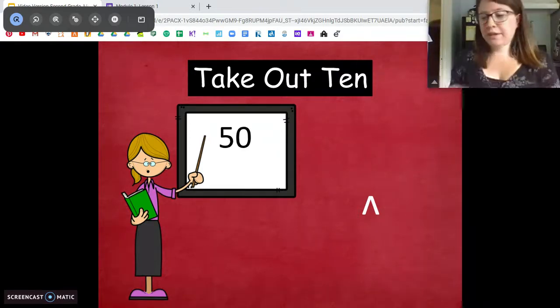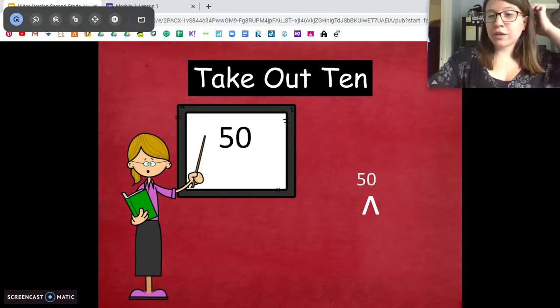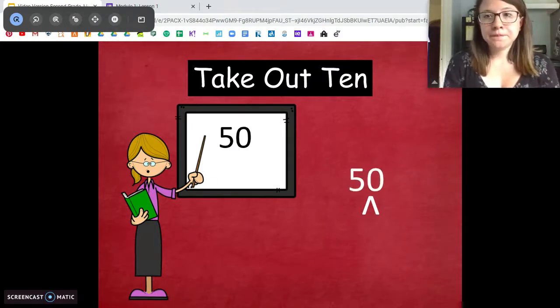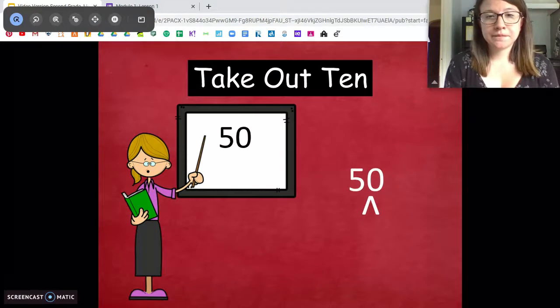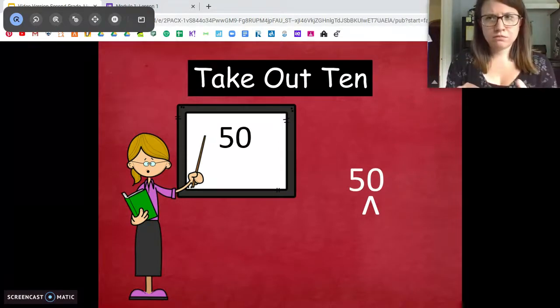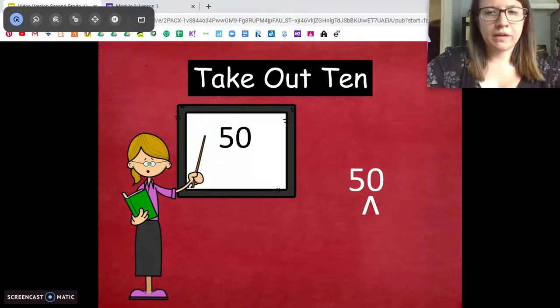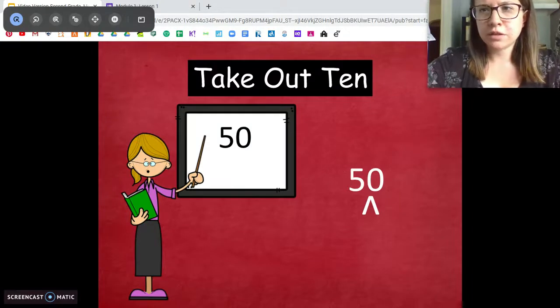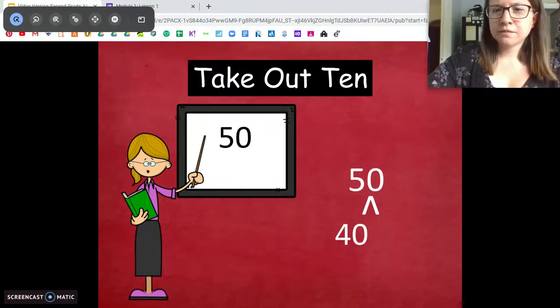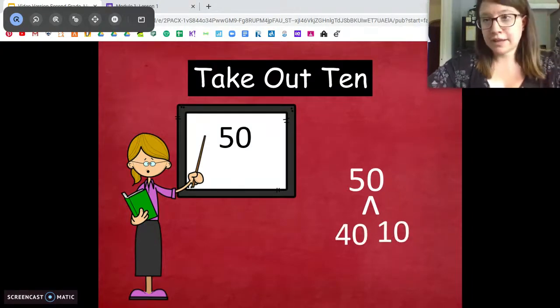Your whole is 50. 50 is going to go on the top. One of your parts is going to be 10. What's the other part going to be? Pause the video. Write it on your paper, and then I'll show you the answer. Unpause, and I'll show you the answer. 40 is your other part. 10 is the next part.